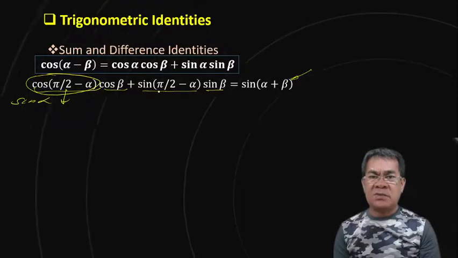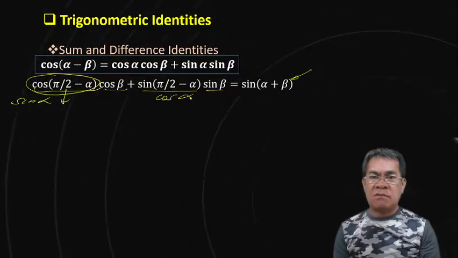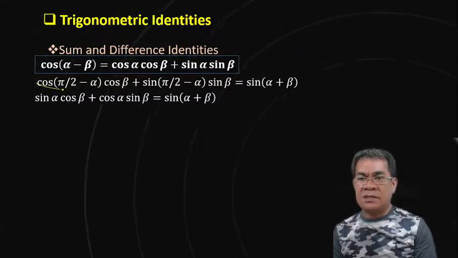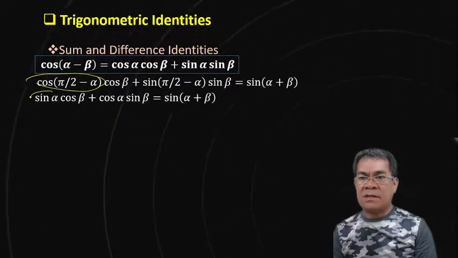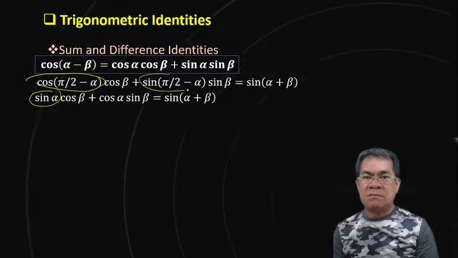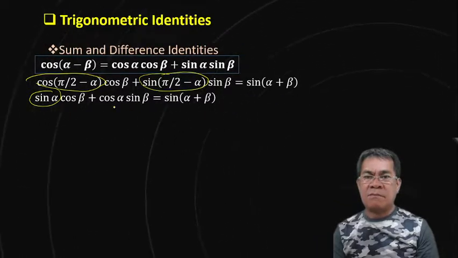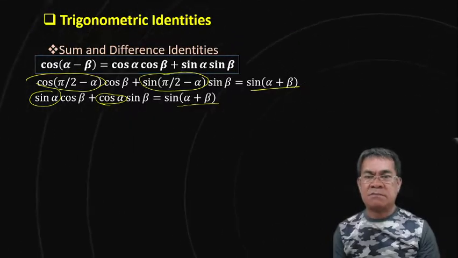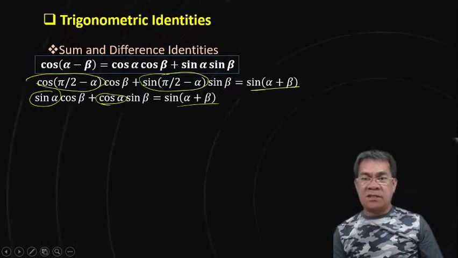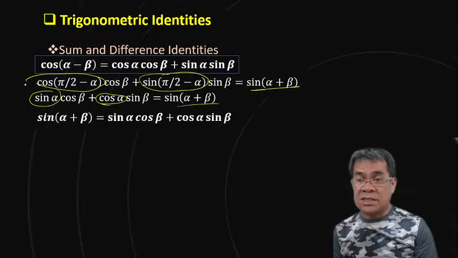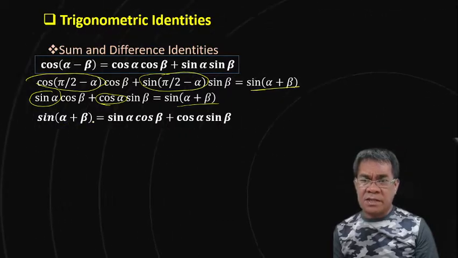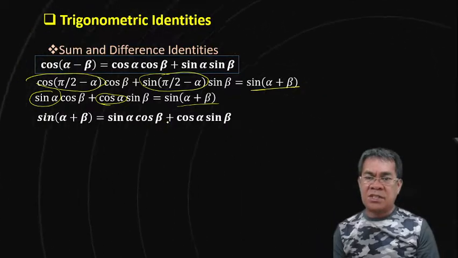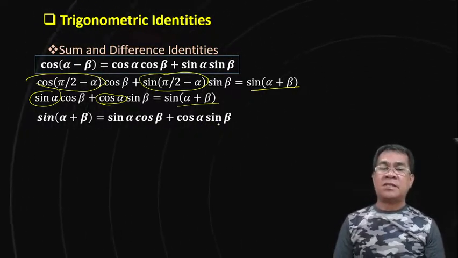Okay. While this one, this is cosine of alpha. So that's it. This will become sine of alpha. This one becomes cosine of alpha, the cofactor. Then just copy this one. See it? Which means that this is another reduction formula. This is for sine. Which means that the sine of alpha plus beta is equal to the sine of alpha times the cosine of beta plus the cosine of alpha times the sine of beta.